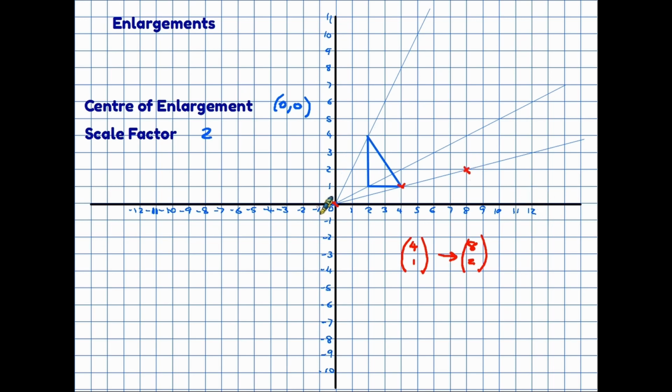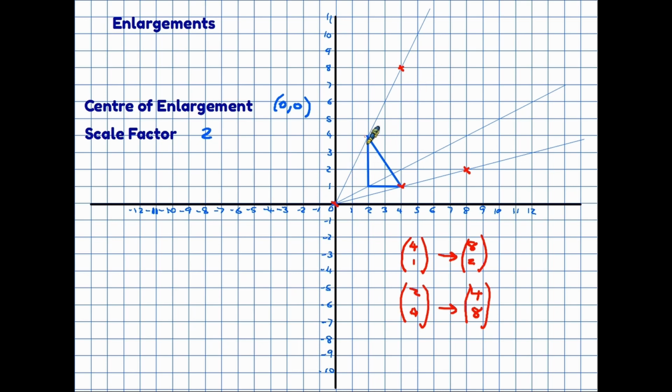The top corner here, again from the origin, has travelled 2, 4. So that is the original vector. It's 2, 4. Again, I'm going to multiply those by 2. So I'm going to get 4, 8. So that corner of the triangle is going to be 4, 8. Again, it's on the line here.